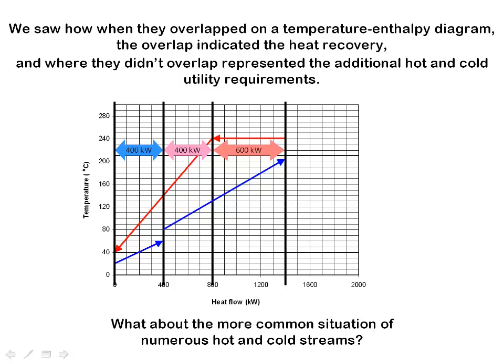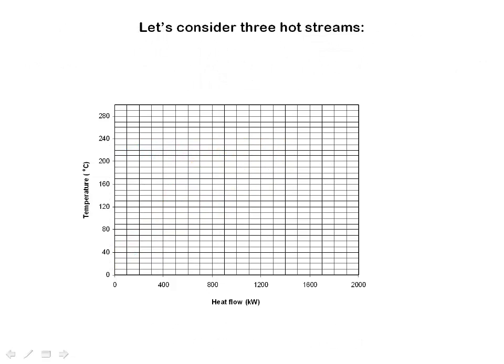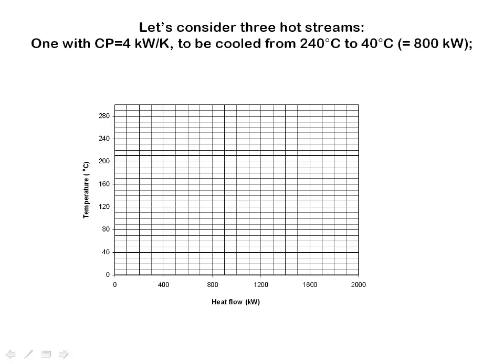What about, however, the more common situation of numerous hot and cold streams? Lots of hot and cold streams in a plant, some needing cooling, some needing heating. Let's consider, by way of illustration and example, 3 hot streams. So we have one with a flowing heat capacity of 4 kilowatts per Kelvin, and it needs to be cooled down from 240 degrees C to 40 degrees C, losing 800 kilowatts in the process, and there it is.